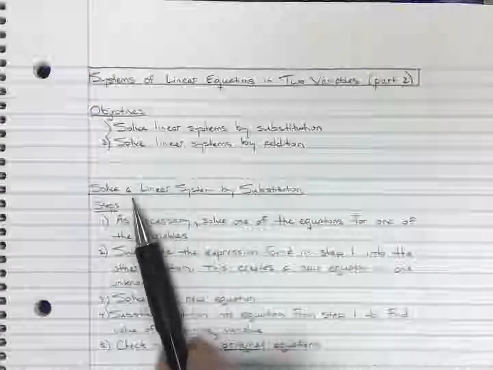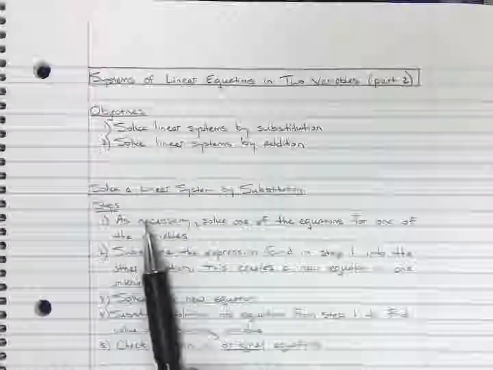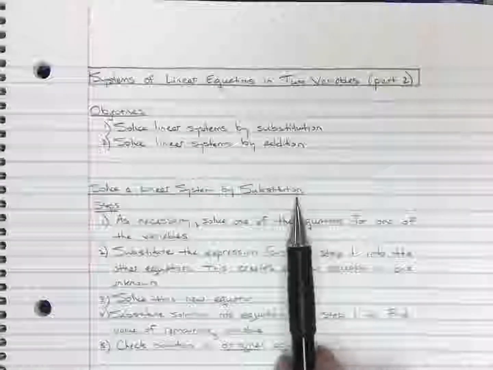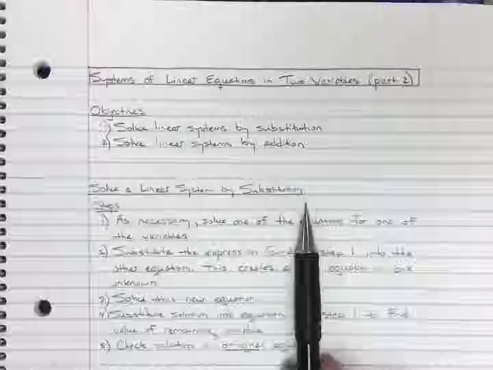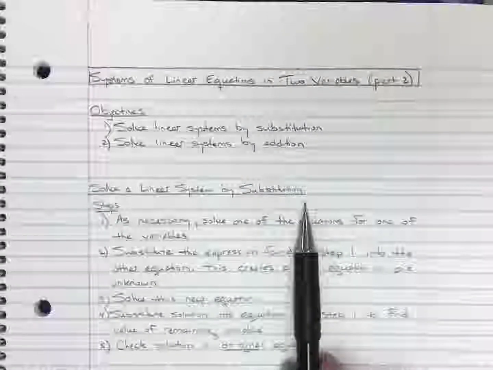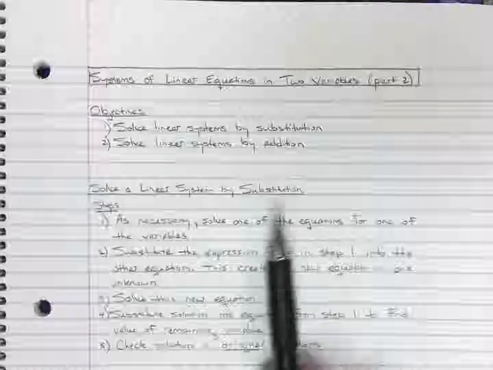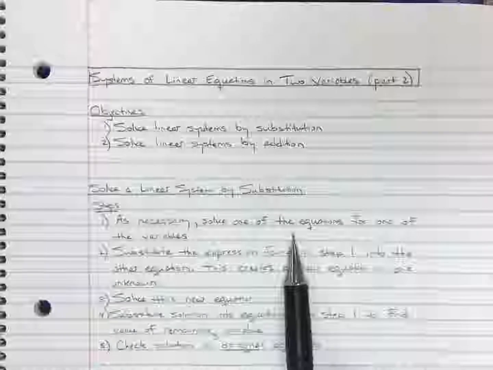Okay, first by substitution. Solving a linear system by substitution. It is how it sounds. One of the two equations is going to be an x equals or y equals equation, and you're going to substitute what x equals or what y equals into the other equation, and you're going to have one equation and one unknown.